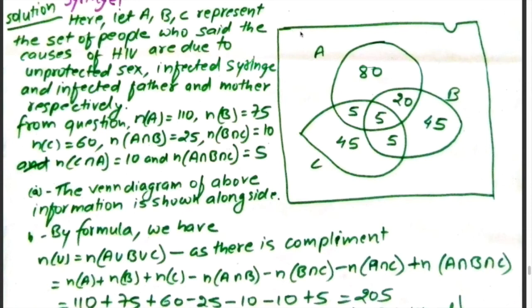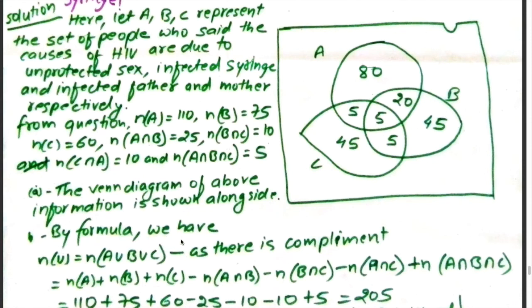Here this big rectangular box is n(U), the universal set, and here the first circle is n(A), so n(A) is 80, 20, 5 and 5, and B is 45, 20, 5 and 5, and C is 45, 5, 5 and 5.